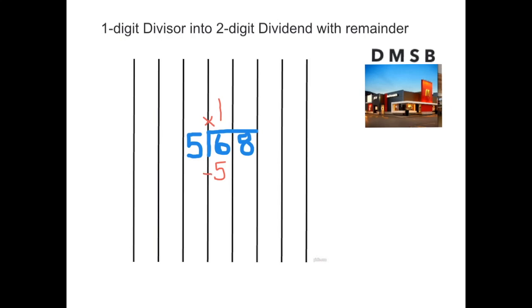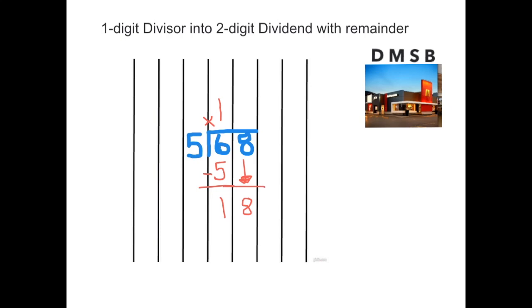And now I'm ready to subtract. 6 minus 5 is 1. And my last step in my pattern is to bring down. So I have an 8 right here that I'm going to slide down into position like this. Draw an arrow if you need that to help you remember why you did what you did.